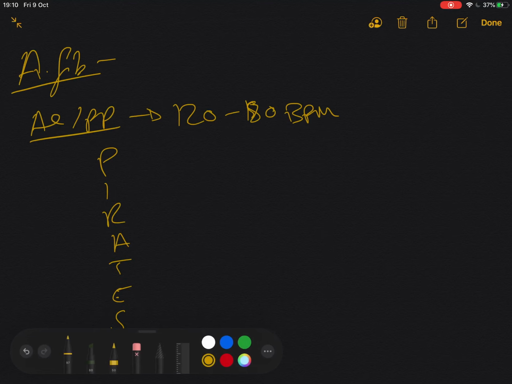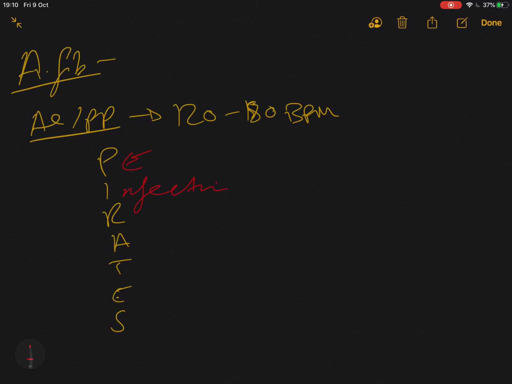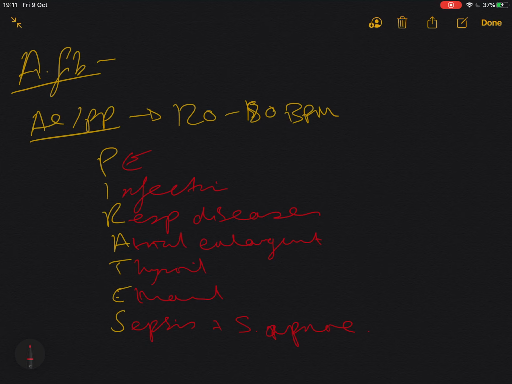For the causes, we're going to use the mnemonic PIRATES. That's pulmonary embolism, infection, respiratory disease, atrial enlargement, and that can be hypertrophy, or it could be an atrial myxoma, which is rare, thyroid, ethanol, and then sepsis and sleep apnea, all known to cause or exacerbate atrial fibrillation.